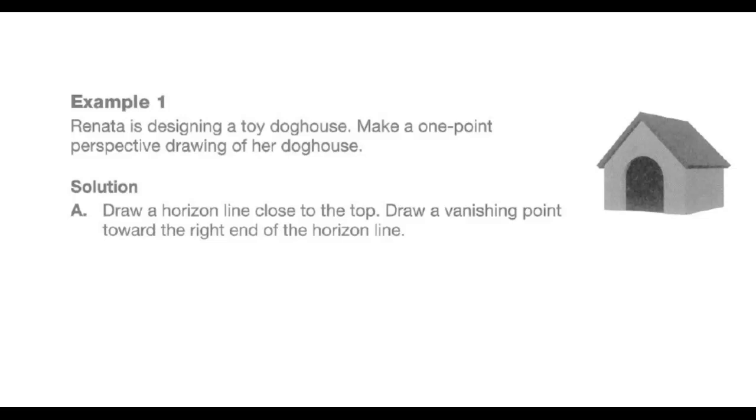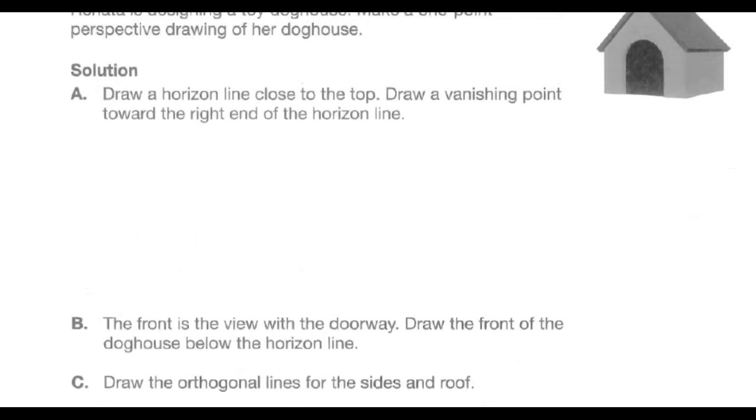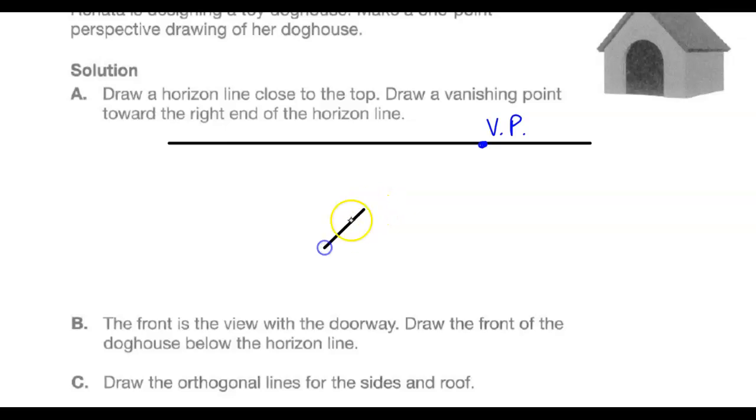So Renata is designing a toy doghouse. Make a one-point perspective drawing of her doghouse. Okay, so draw a horizontal line. So we'll do that there. Draw a vanishing point towards the right end, just to give more space. So draw here. Vanishing, I'll just abbreviate it. Then draw the front of the doghouse below the horizontal line. Okay, so what do we need to have here? So remember, you're drawing the front as if you're looking straight on.